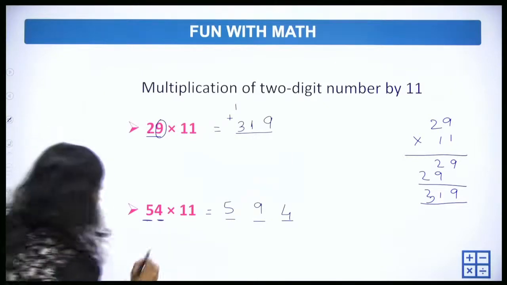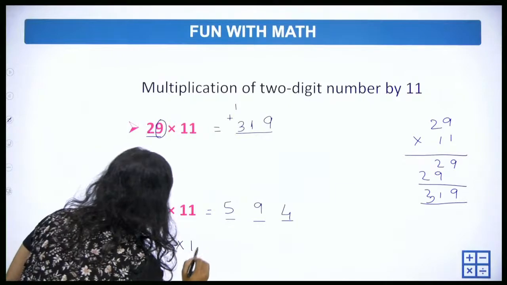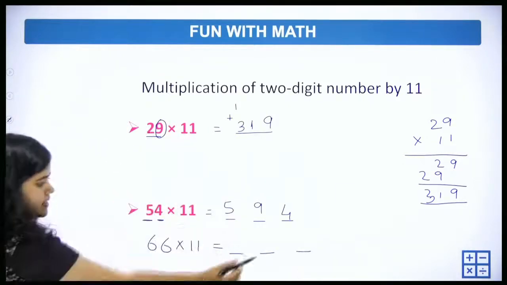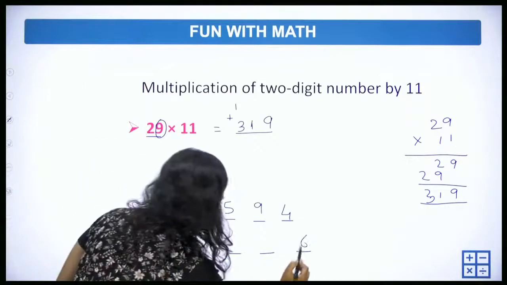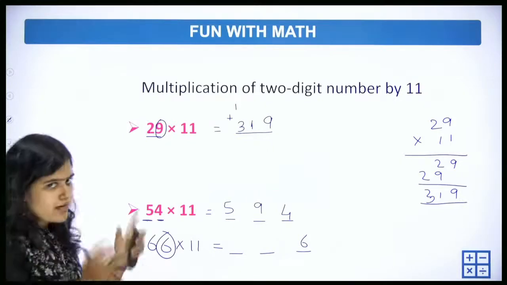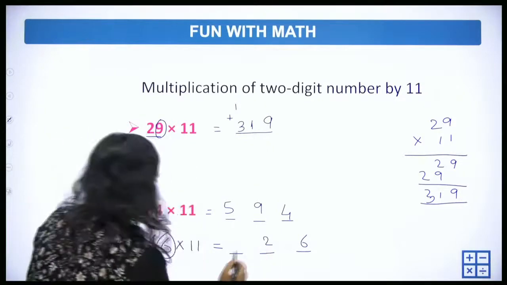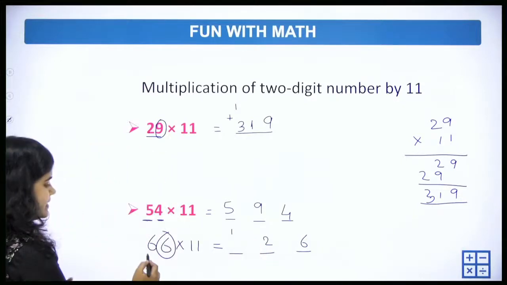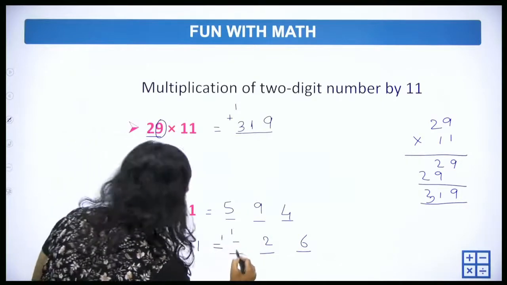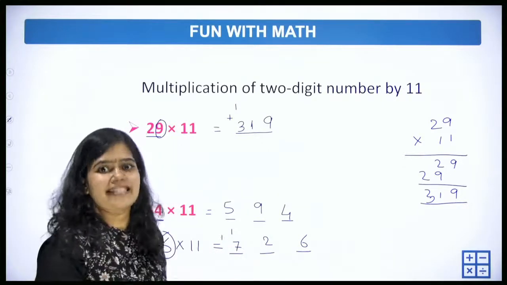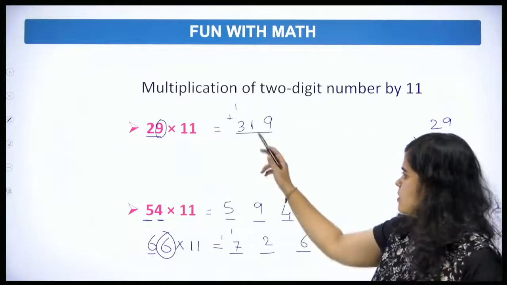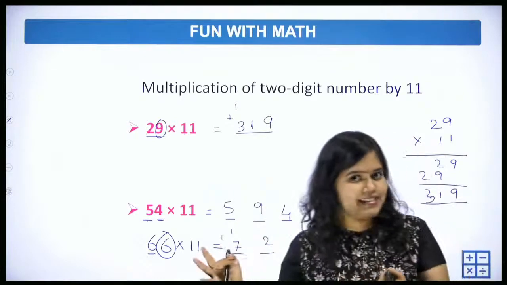Let's solve one more number. So let us take 66 into 11. How to solve this? Again, 3 digits. So ones digit is always the ones digit, 6. Coming to the next place, 6 plus 6, 12. We cannot write 12. So 2 is written and 1 is carried up. And the hundreds place actually is 6, but we have plus 1. So we'll write 7. 726. Clear? So in multiplication by 11, for 2-digit numbers, we get 3 digits as the solution.